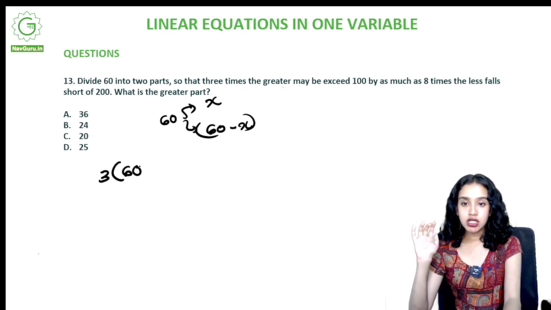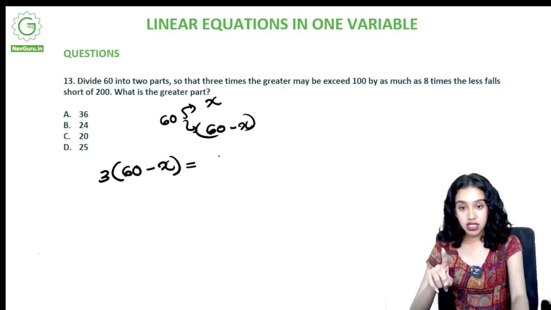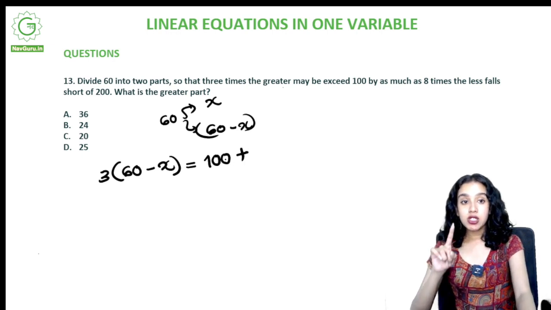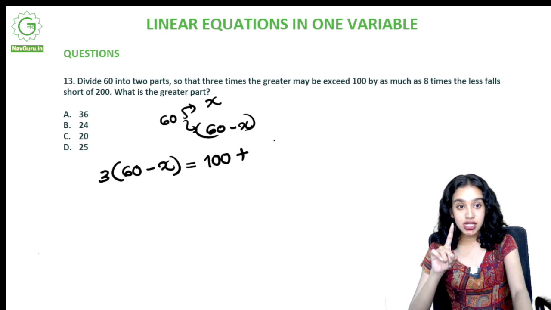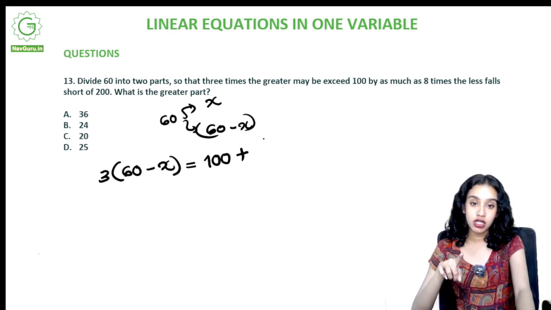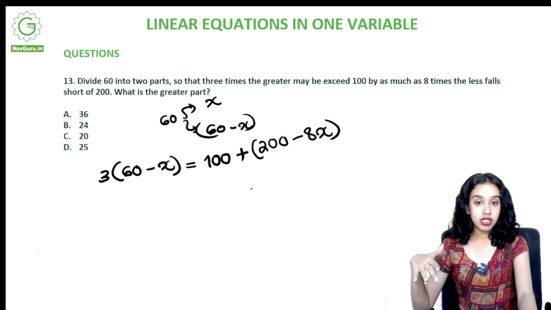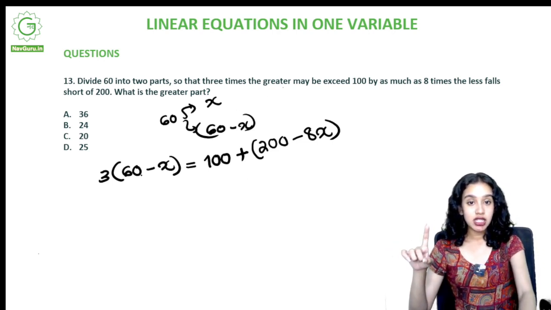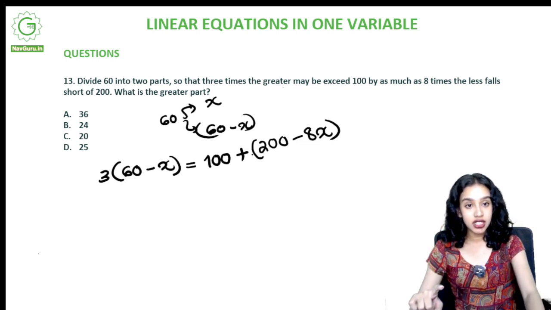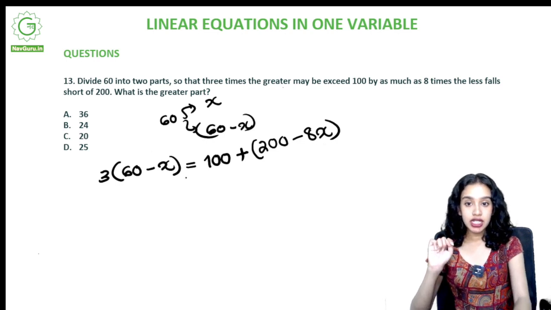So 3 times the greater number may exceed 100. So it should exceed 100. That is 100 plus as much as 8 times the less falls short of 200. As much as 200 minus 8x. X is the small number, right? How do I get into this equation? It is said that 3 times the greater may exceed 100 as much as 8 times the less falls short of 200. So we need to find the greater part.